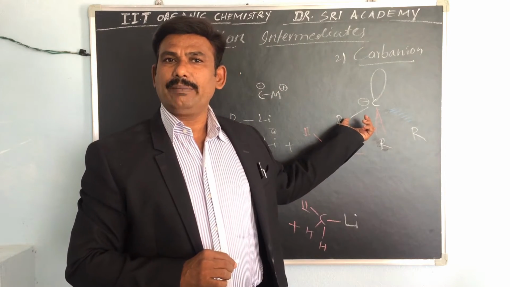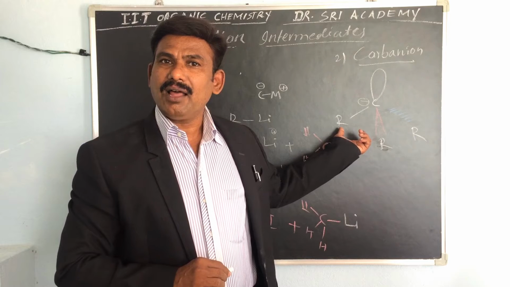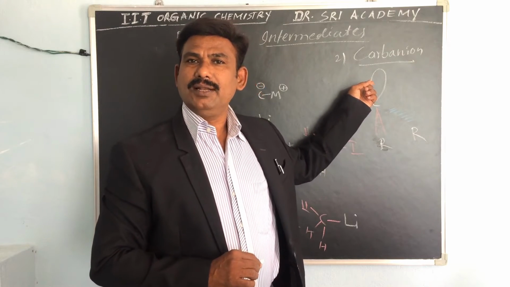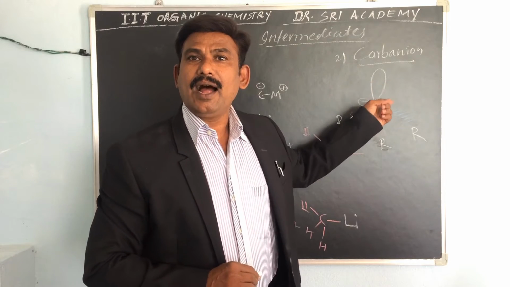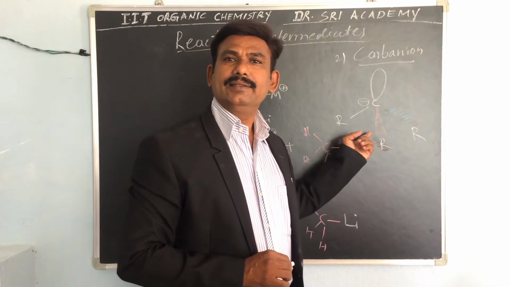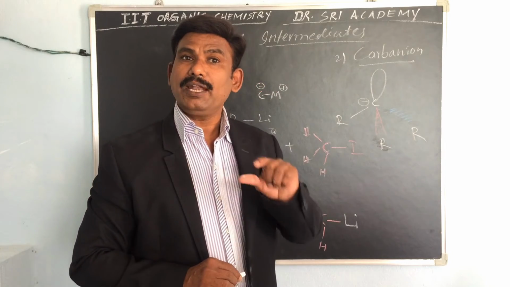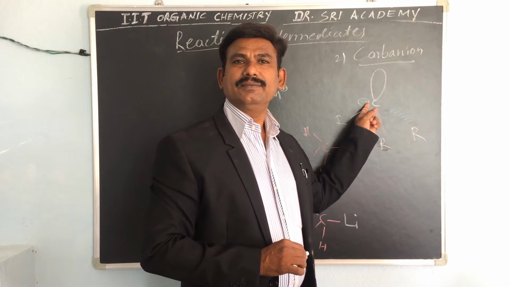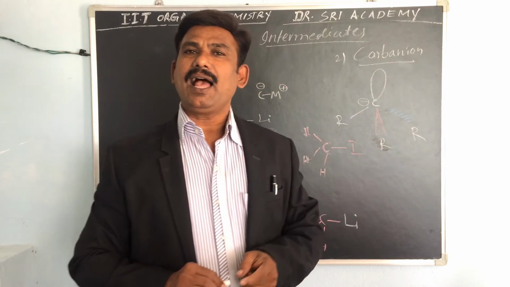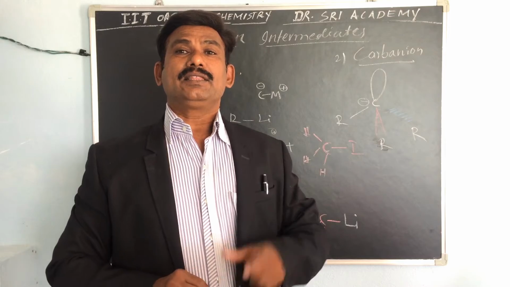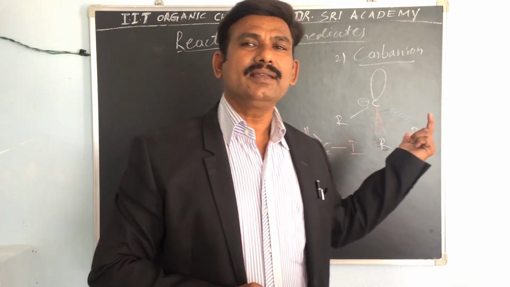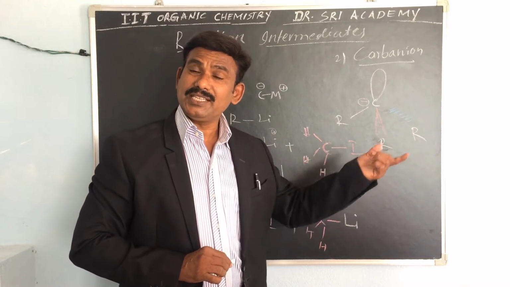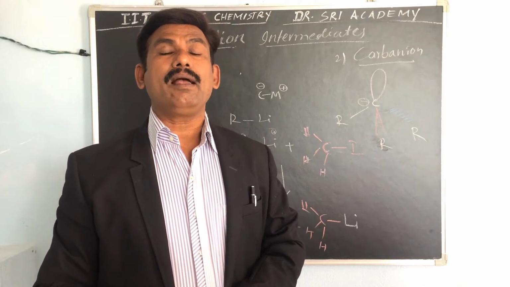The structure of carbanion means every carbanion possesses one unshared pair of electrons and three pairs of bonding electrons around the central carbon atom, which is sp3 hybridized. The total number of electrons is 8 around the carbanion. So this is the structure of carbanion.